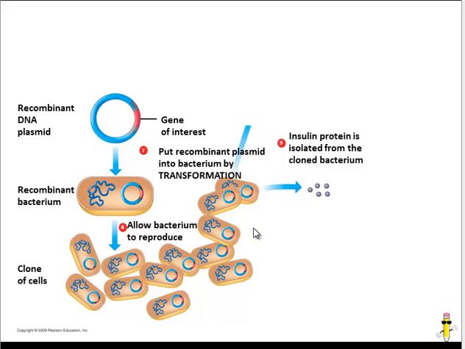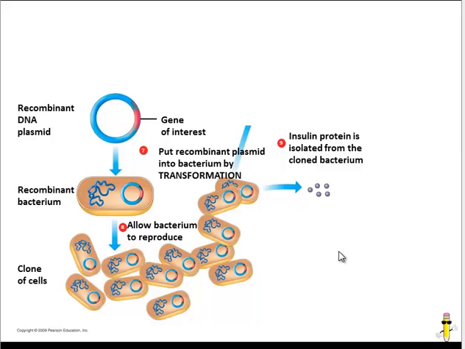And then what we're going to do is we're going to take the insulin out of the bacteria. And there's a special technique where we can isolate that protein. So now we've got the human insulin, and we can bottle this up and we can use it to treat diabetics who need doses of insulin. And that, in a nutshell, is how to do genetic engineering.